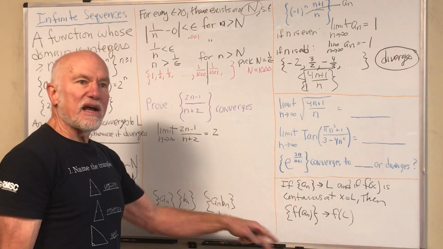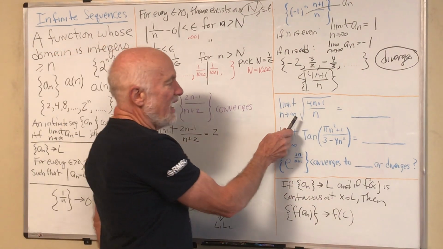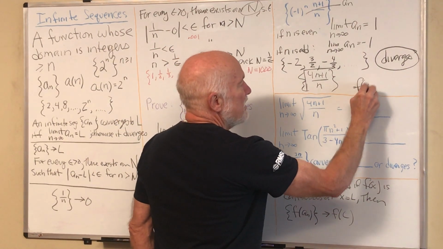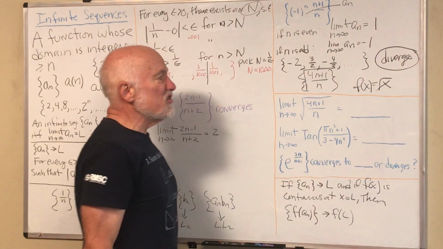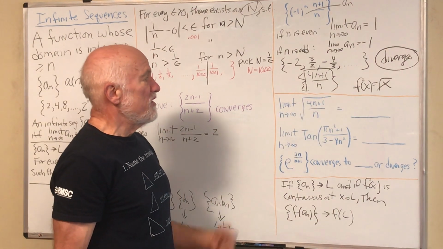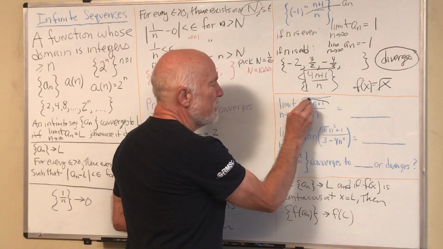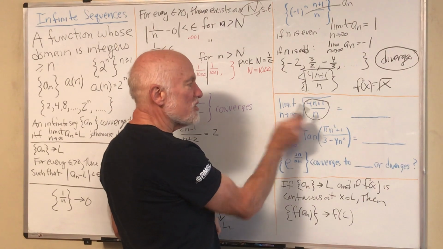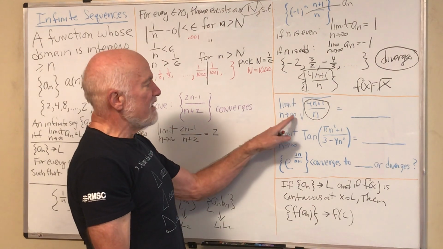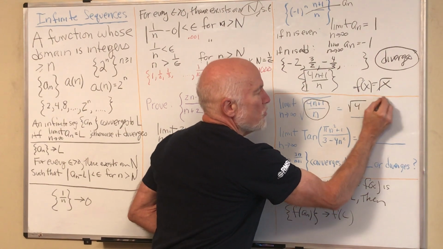Now, you might have to read that a couple times to really have it sink in, but what it's really saying is, I've got a function here, f of x equals the square root of x, which is continuous for all real numbers greater than or equal to 0. So I can just look at this inside part, and I can see that that converges to 4. And I know that f of x is continuous at x equals 4. Therefore, I can say this whole sequence converges to the square root of 4, or 2.